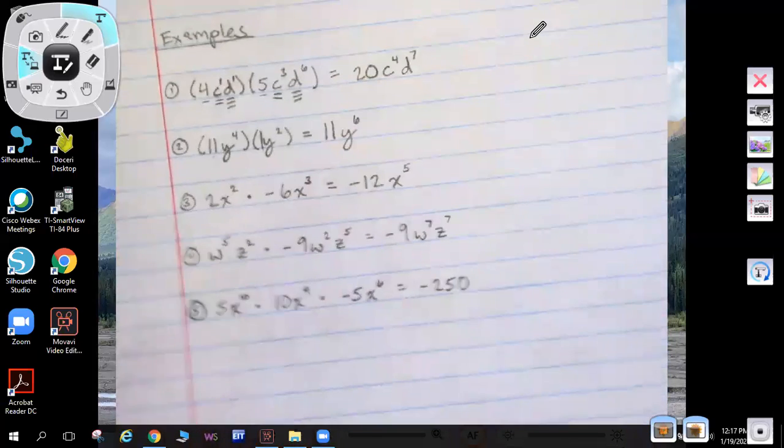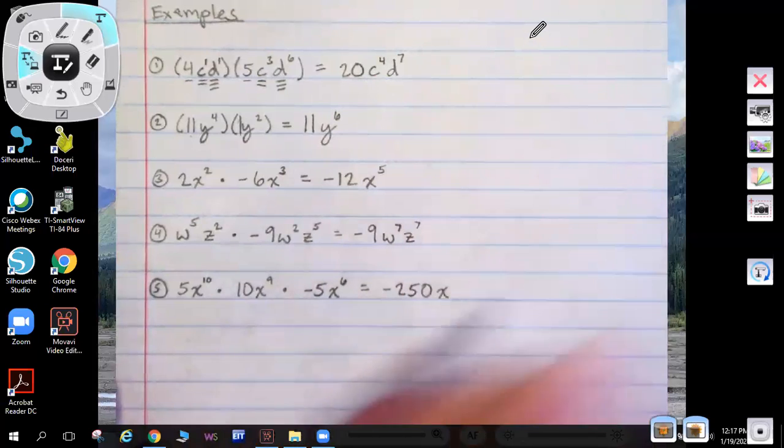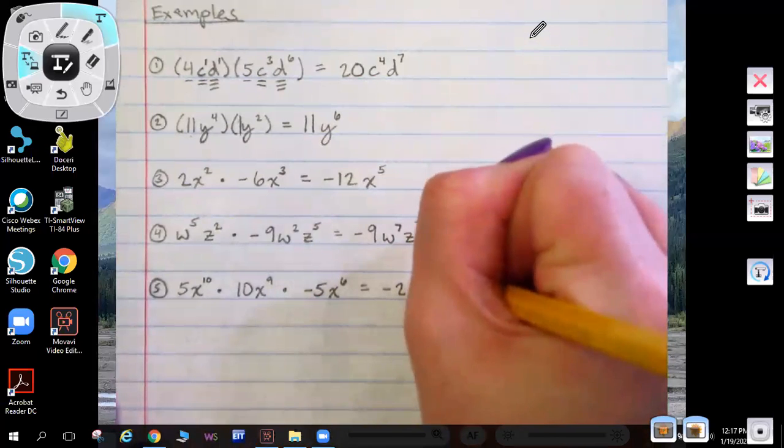x to the 10th times x to the 9th times x to the 6th. So our base of x stays the same, and we add all the exponents. 10 plus 9 plus 6 is 25.